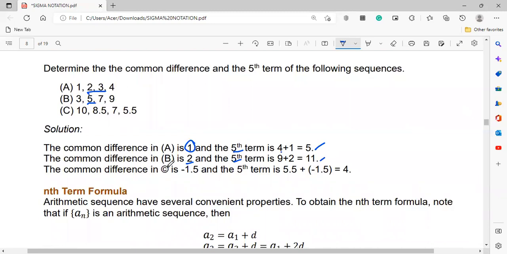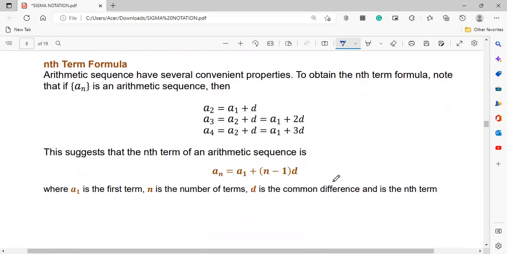And the common difference for C is negative 1.5, because 8.5 minus 10 is negative 1.5. Okay, so if the fourth term is 5.5, add negative 1.5, then the fifth term is 4. Take note that the common difference may not necessarily be positive.